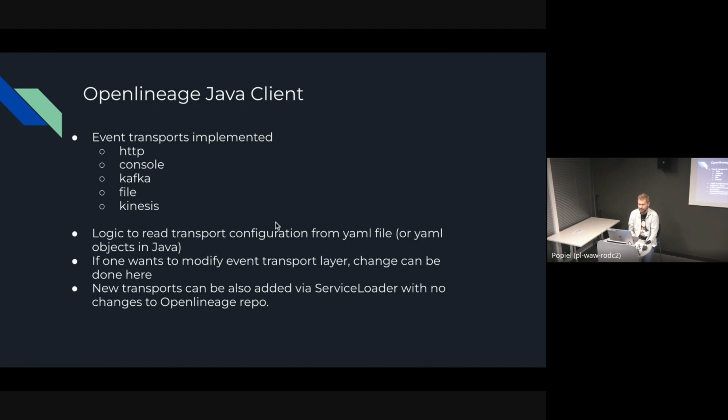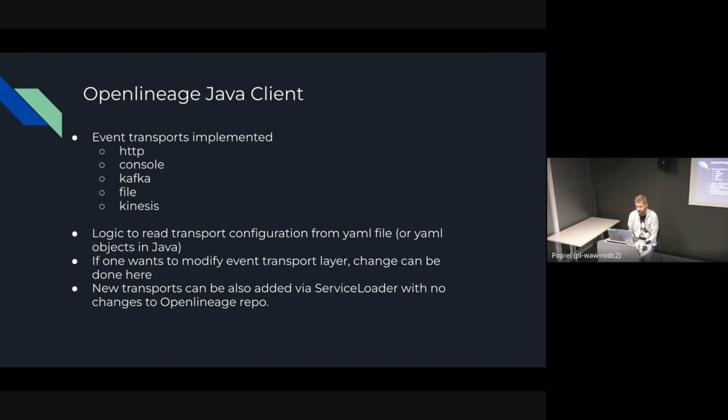So these are different transport types, and within this package we also have logic to read the transport configuration from YAML files or YAML objects in Java, and this is common for Spark and Flink. In Spark, we have logic that transforms Spark config to YAML objects, and this is read here. The cool thing is that if you add any new option to this transport, it will be automatically available for Spark. If you want to modify something at the transport layer, you can just modify this package. And additionally, we have a way of extending it.